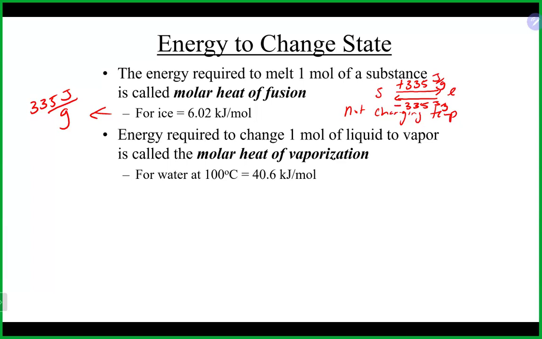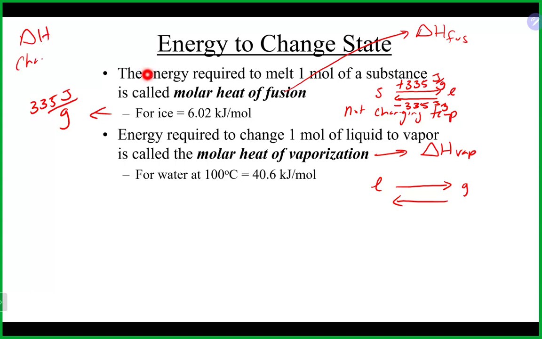Same thing when we talk about going from liquid to gas, or gas back to liquid. That is the heat of vaporization. By the way, the heat of fusion is oftentimes abbreviated as delta H of fusion, and the heat of vaporization is oftentimes abbreviated delta H of vaporization. If you remember, delta H is the change in enthalpy that we talked about in that energy chapter way back when. Delta H is our change in enthalpy.